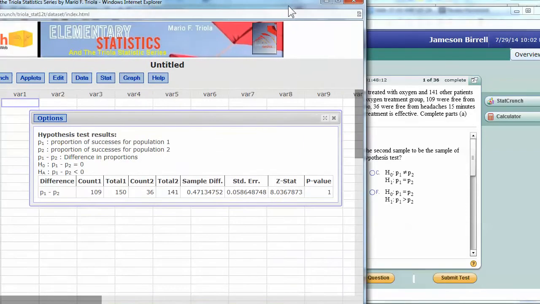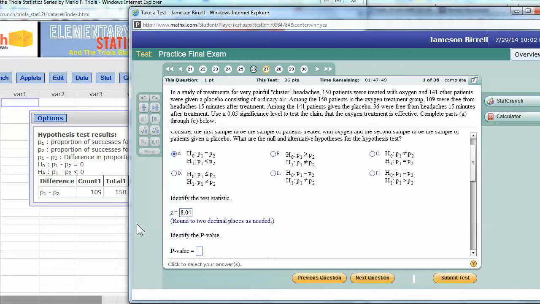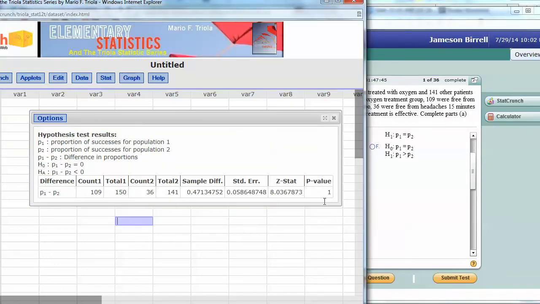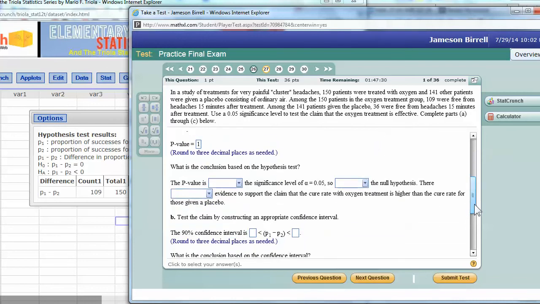Compute. I'm hoping this is going to give us our test statistic right here, 8.03. We want to go to two decimals, so we'll leave it at 8.04. It's pretty high. Our p-value then, pretty tiny. Oh, sorry, the other way, because we're doing a left tail test. So it's essentially 100%. That p-value is definitely greater than the alpha 5%. So we will fail to reject the null.